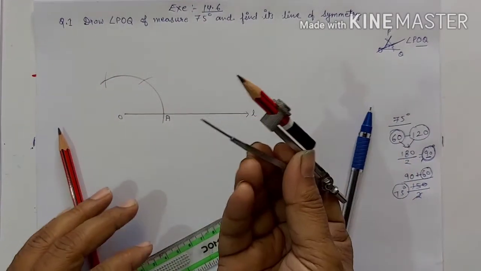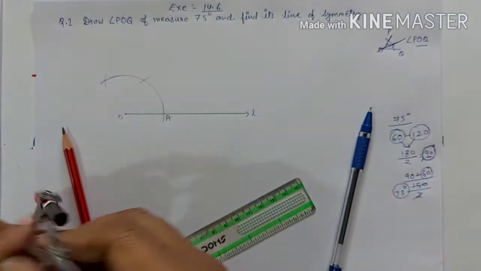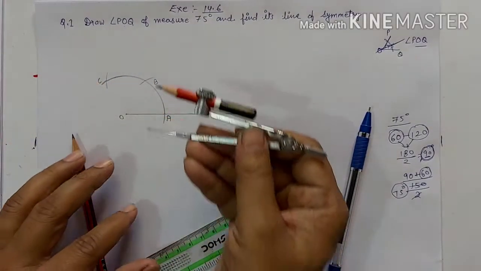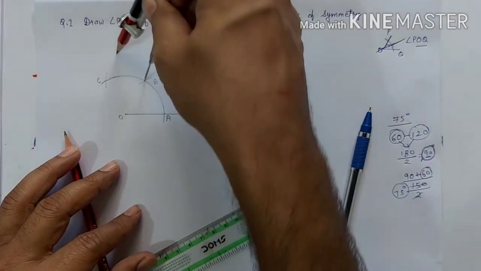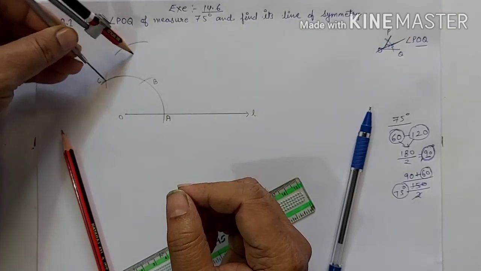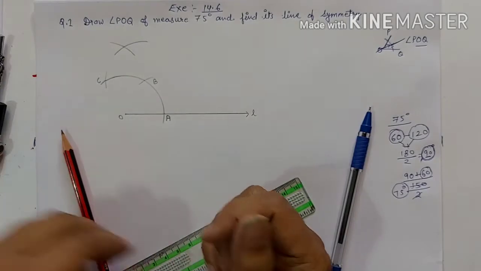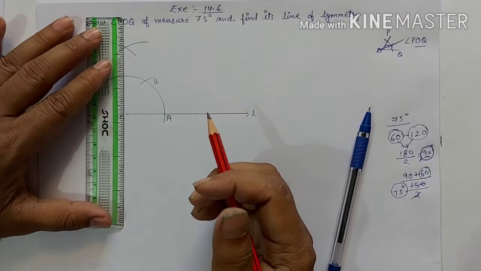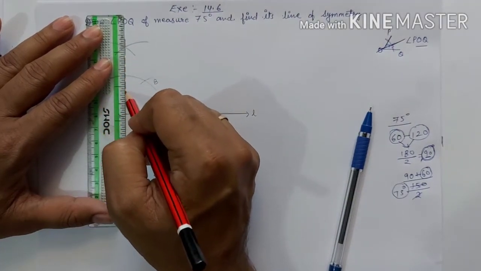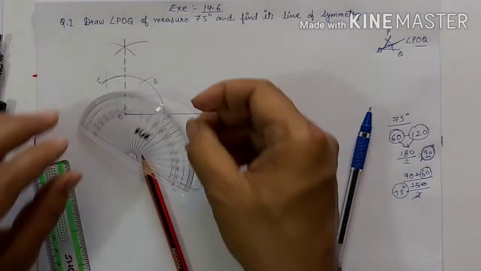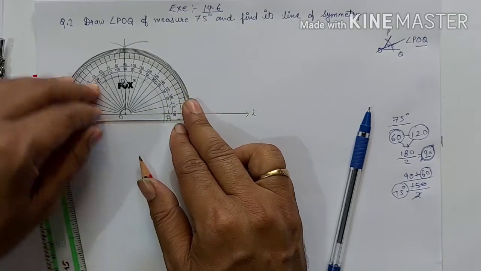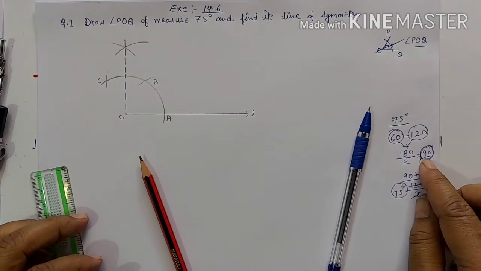So with the same radius, without changing the radius, this point is B and this point is C. On point B draw an arc, and with the same radius on point C draw an arc. This is the angle of 90. Join the arc intersection and the point O. This is the angle of 90. You check the angle of 90.